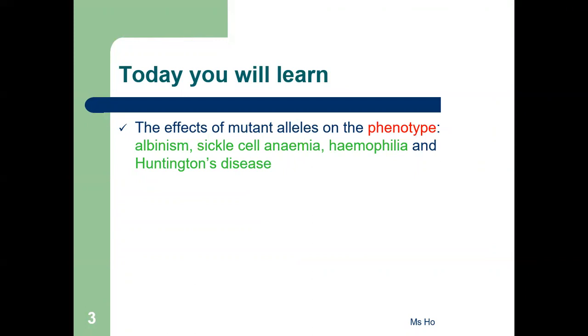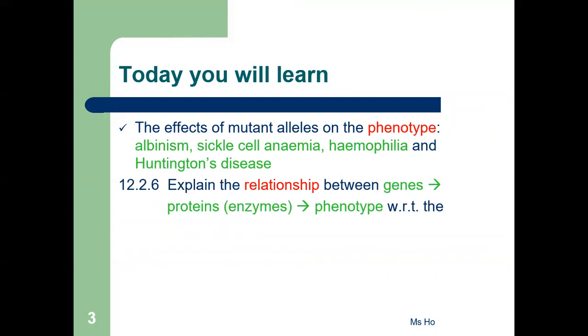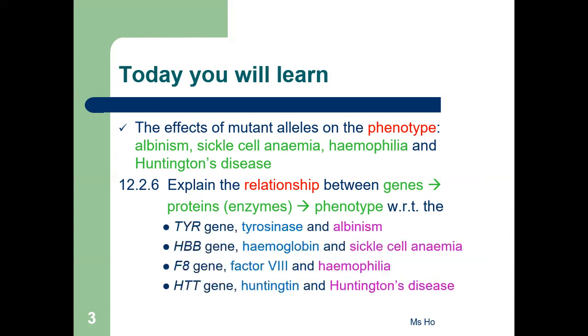So the phenotypes you're going to learn are the common genetic diseases in the human population. So we've got albinism, sickle cell anemia, haemophilia, and Huntington's disease. All these are due to the mutant allele. So the learning outcome says that candidates should be able to explain the relationship between genes and protein, which is an enzyme coded by the gene, and how this enzyme will actually affect the phenotype. There are 4 examples here.